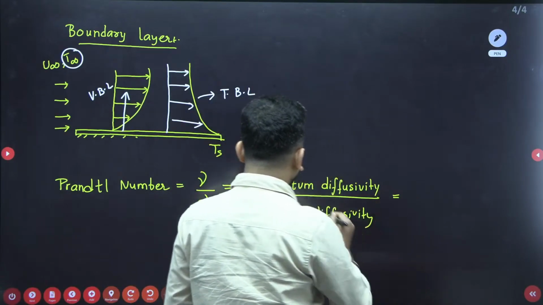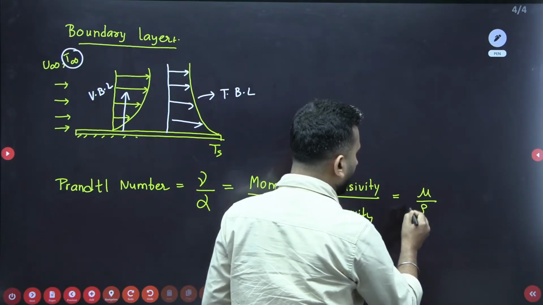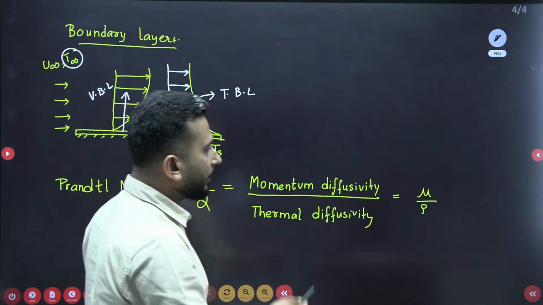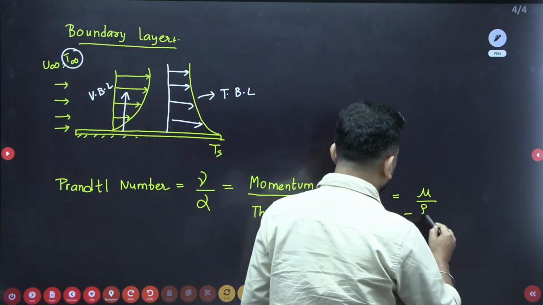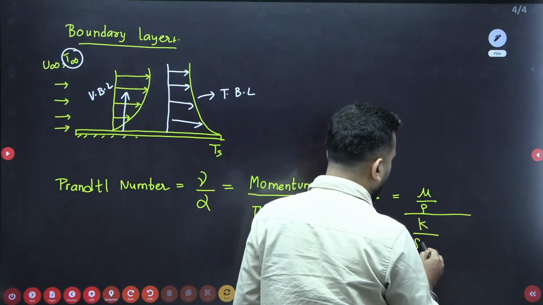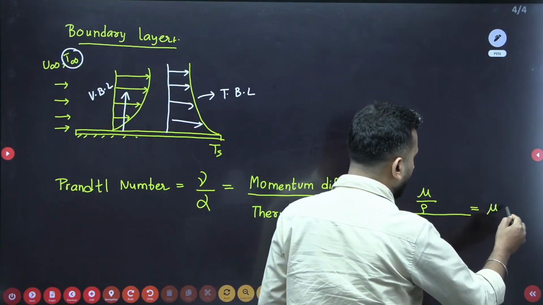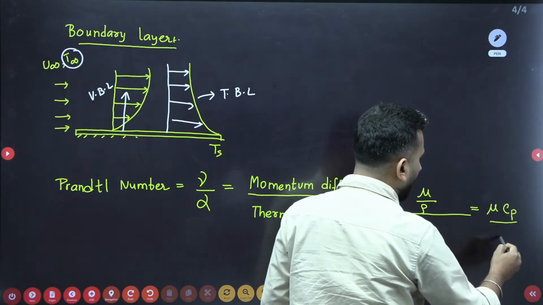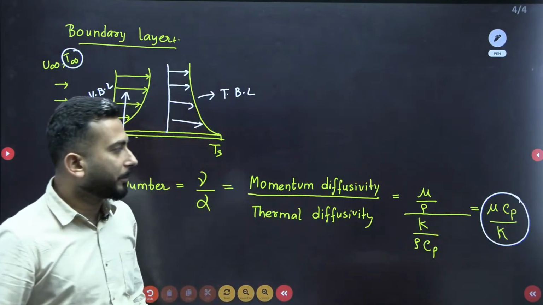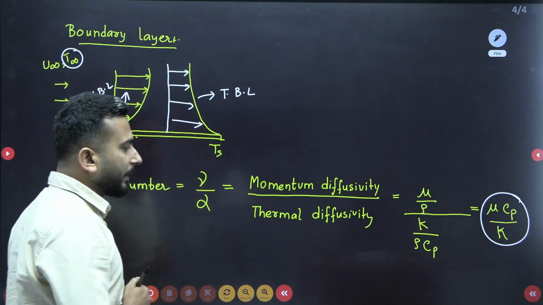What is nu? Nu is mu by rho. From your concept of fluid mechanics, you know that this is kinematic viscosity, so dynamic viscosity by density. And what is thermal diffusivity? Alpha, that is K by rho Cp. So rho and rho get cancelled out, and this is left with mu Cp by K. This is the expression that we all want to remember as far as the Prandtl number is concerned.